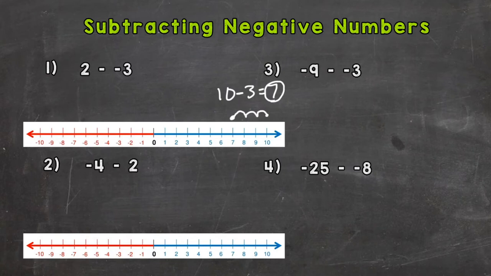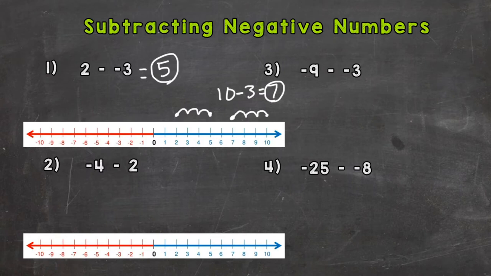Now when we're working with negative numbers, they actually tell us the opposite. So if we do 2 minus negative 3, we start at 2 here, and we're going to take away negative 3. And again, that negative tells us to do the opposite. So we're not going to go backwards on the number line, we're actually going to go forwards 3. 1, 2, 3. And we end at a positive 5.